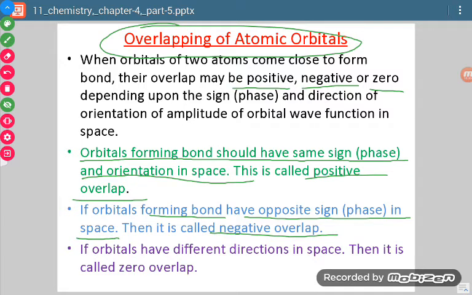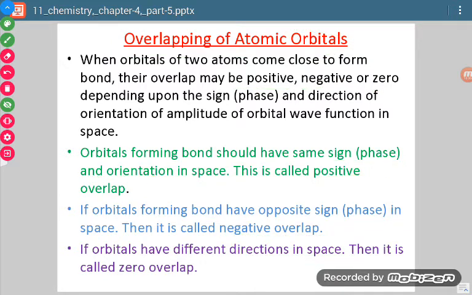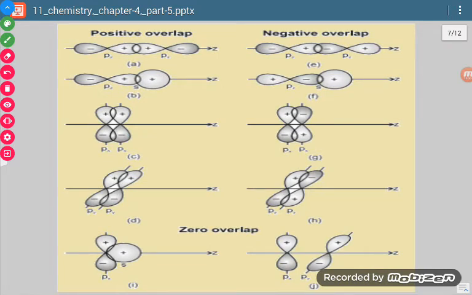Okay. Now, if orbitals have different directions in space, meaning the lobes of one are on the x-axis and the other has its lobes on the y-axis, then they have different directions. In such a case, no overlapping is possible. So we will say that it is zero overlap. Okay. Now, let us see diagrammatically positive overlap, negative overlap and zero overlap.